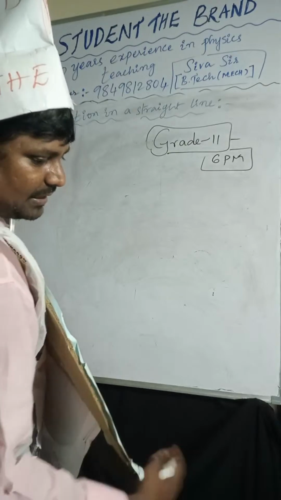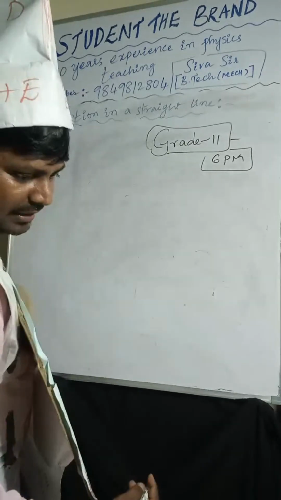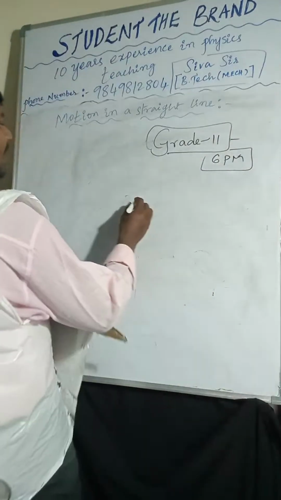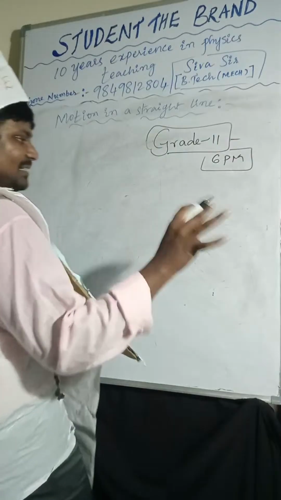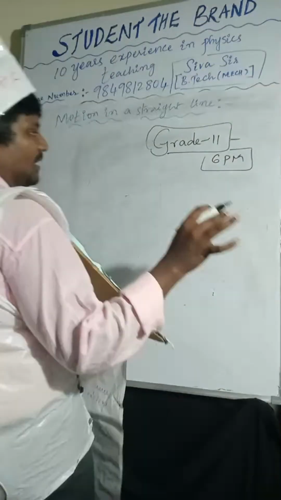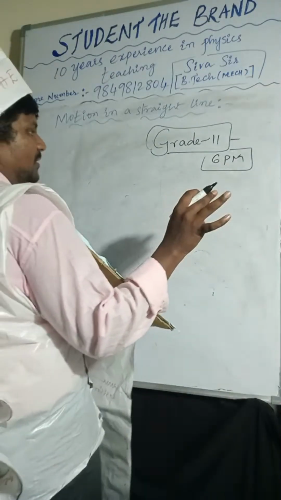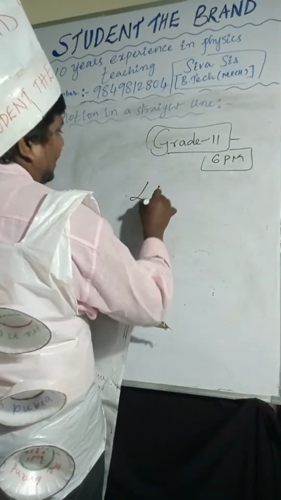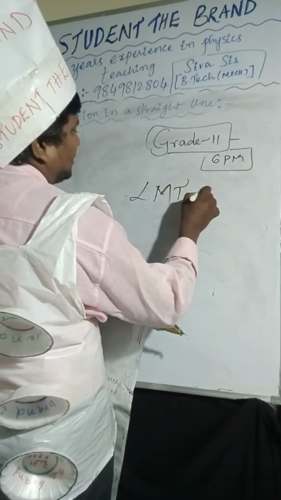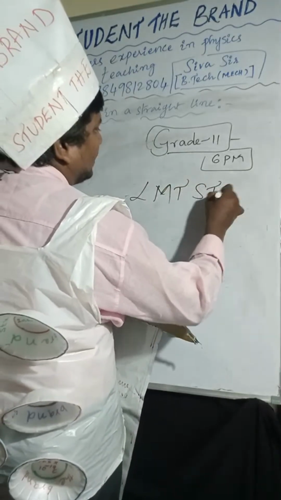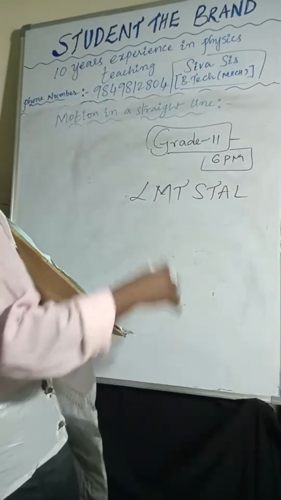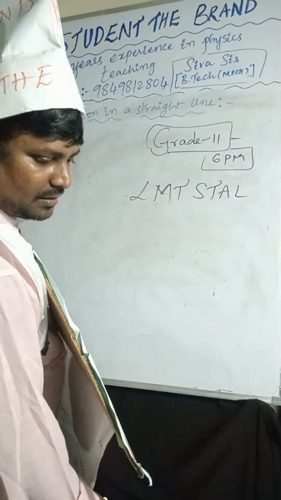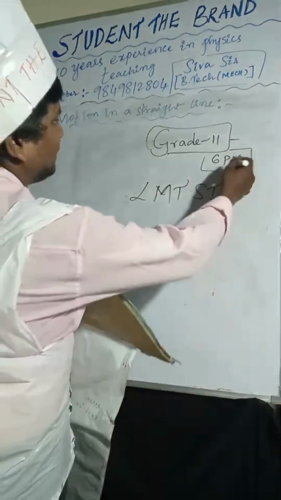One more thing: dimensions. Just check once more. If you are taking physical quantities, there are seven fundamental physical quantities. Those are LMT stall. I kept the simple term LMT stall, so it is easy to remember. There are seven fundamental physical quantities.